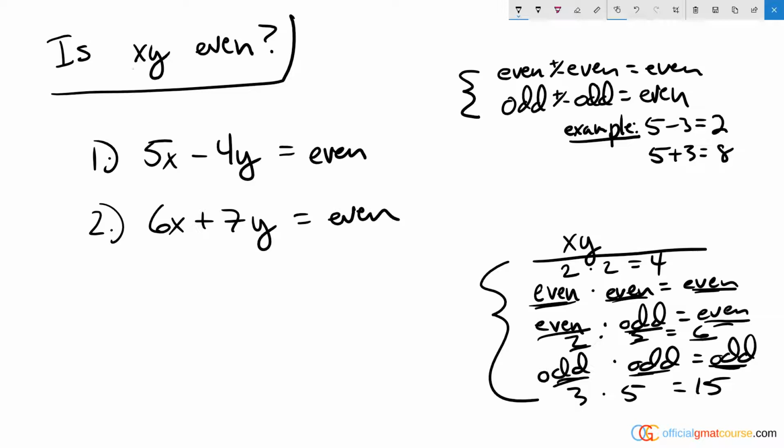So as long as X and Y are not both odd, then this will have to be even. So if either of them is even, this whole thing has to be even. Either even times odd, or odd times even will give us an even answer out.